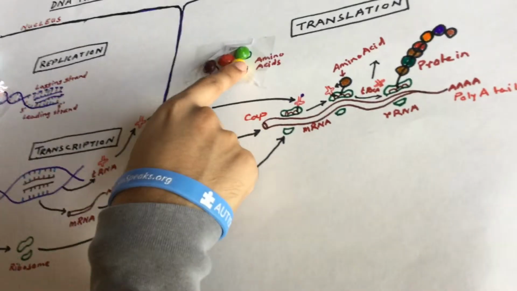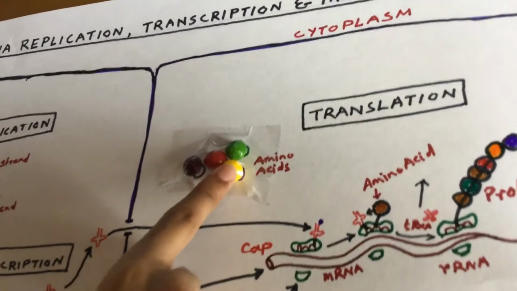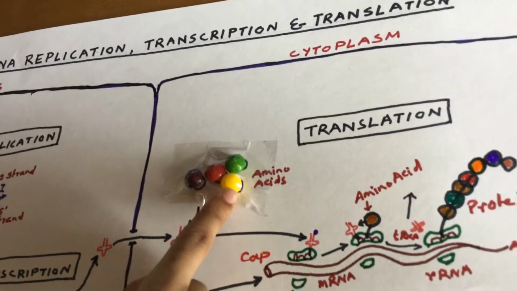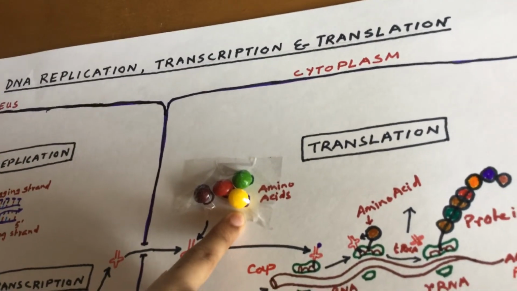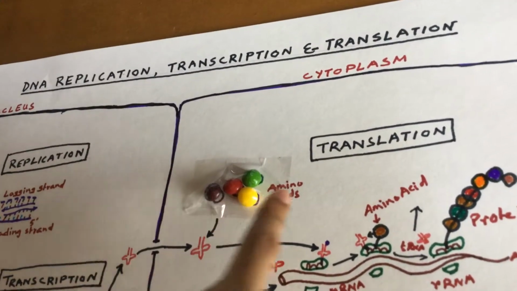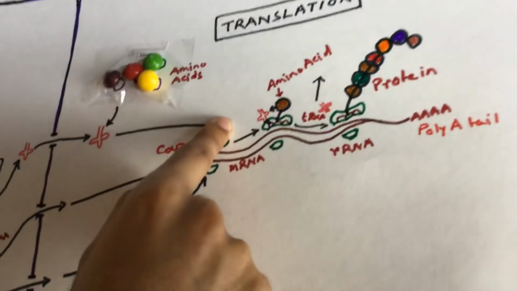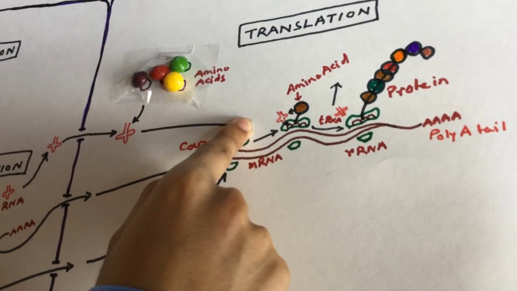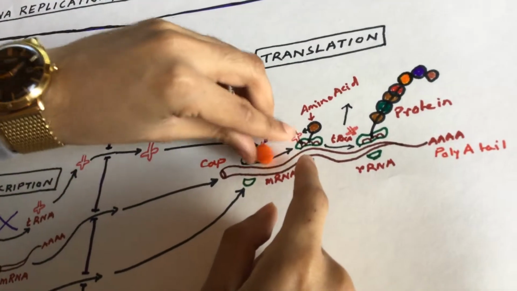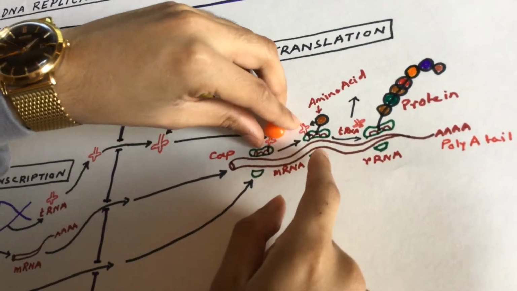Amino acids are shown here by the use of Skittles, and these are attached to the tRNA using tRNA synthetase, and I'll attach one right here to show you.